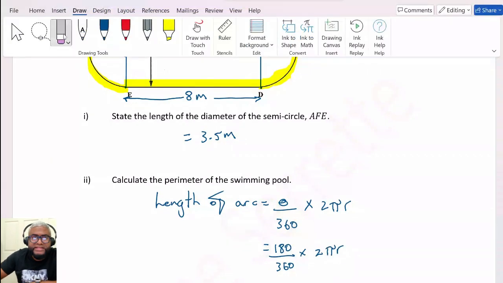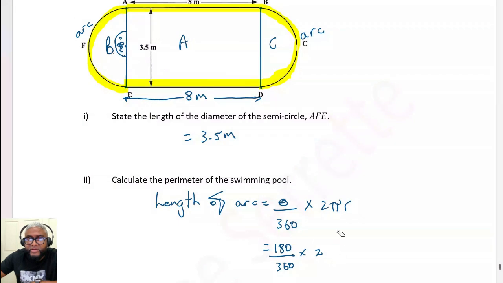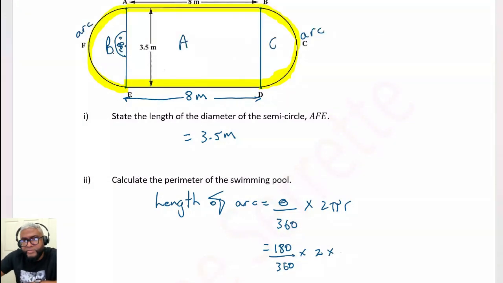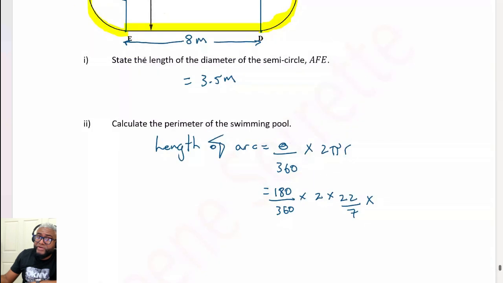Let's put in what pi is and what r is. Pi would be 22 over 7. And what would my radius be here? Because the diameter is 3.5, the radius would be 1.75. 3.5 divided by 2 gives me my radius.